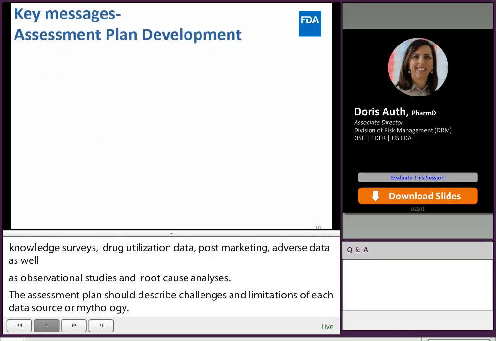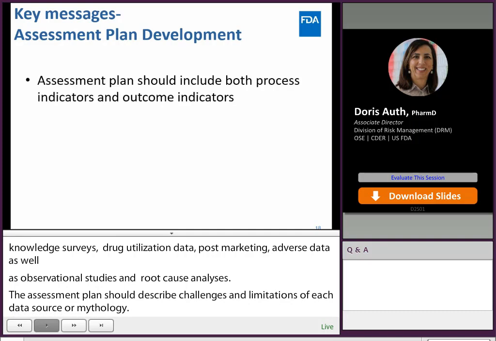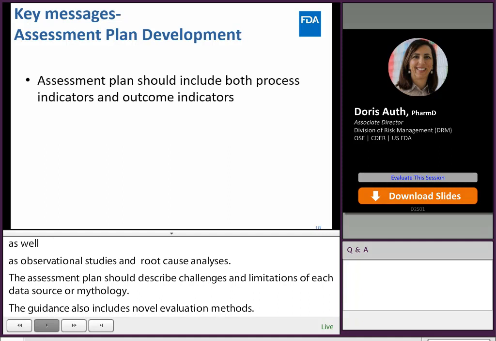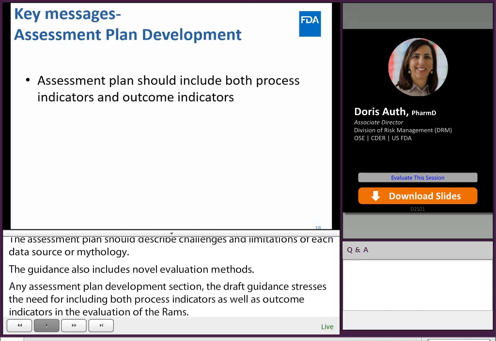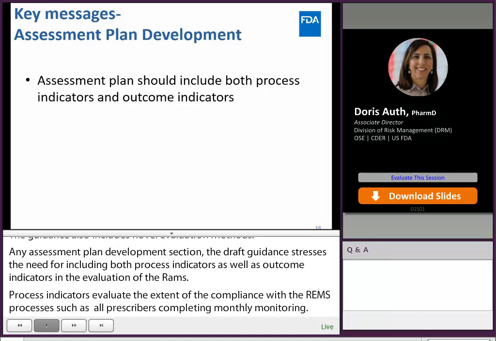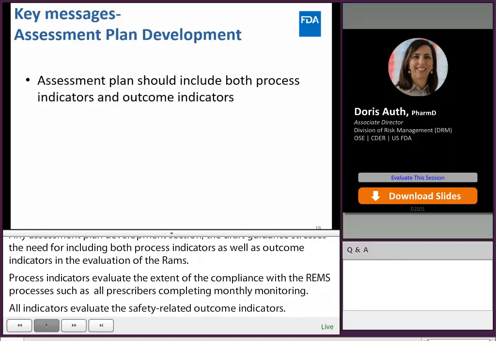In the assessment plan development section, the draft guidance stresses the need for including both process indicators as well as outcome indicators in the evaluation of the REMS. Process indicators evaluate the extent of compliance with the REMS processes, such as whether all prescribers are completing monthly monitoring, while outcome indicators evaluate the safety-related outcome of interest if possible. For example, for a REMS intended to prevent pregnancy, how many pregnancy exposures were avoided by the REMS requirement for obtaining pre-treatment pregnancy tests.